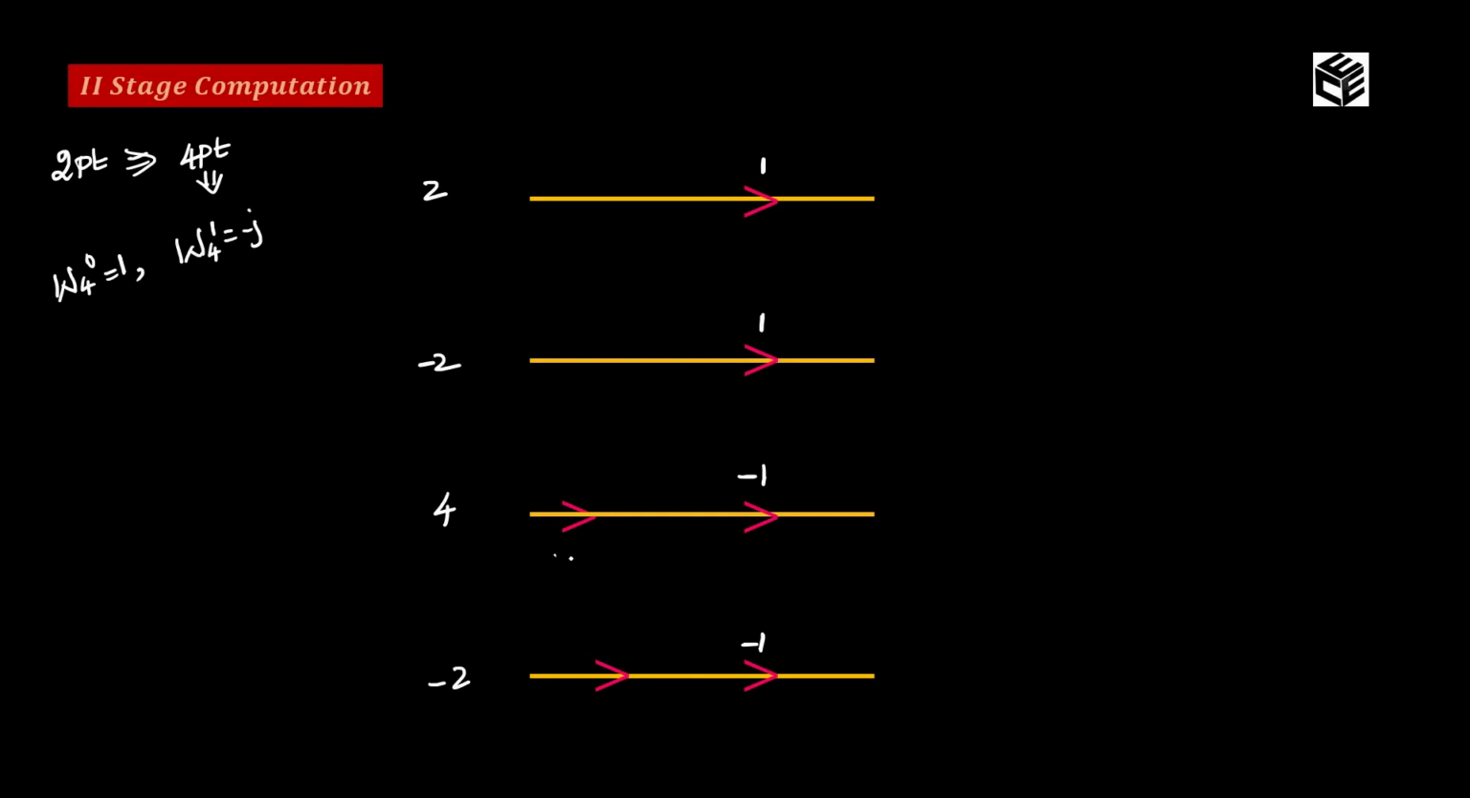I am going to substitute the same here. That is W4 power 0 is equal to 1. W4 power 1 is equal to minus j. Okay. Now I am going to connect all these 4 lines with cross lines.